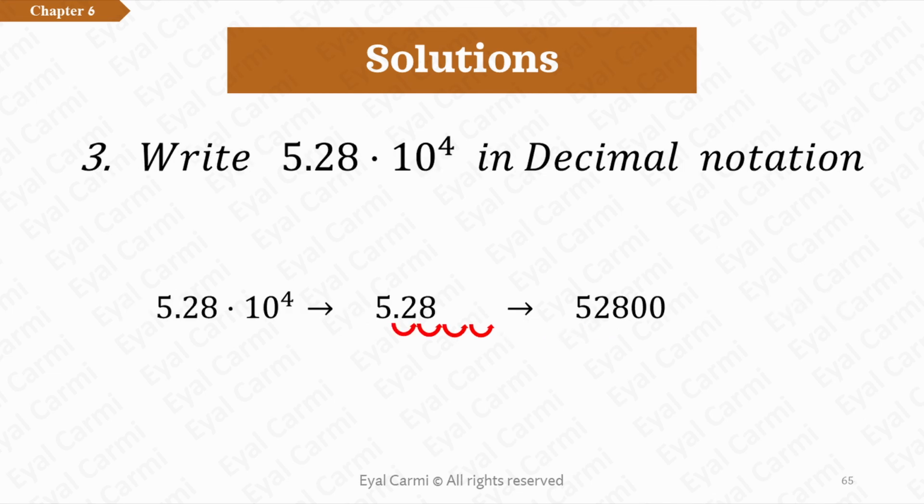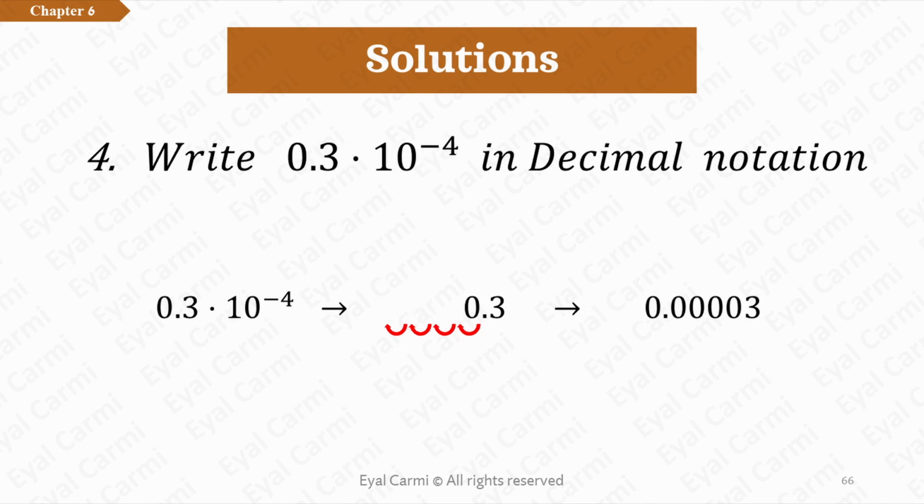Solution 3. 5.28 times 10 to the power of 4 is equivalent to writing 5.28 and moving the decimal point 4 steps to the right, which results in 52,800.